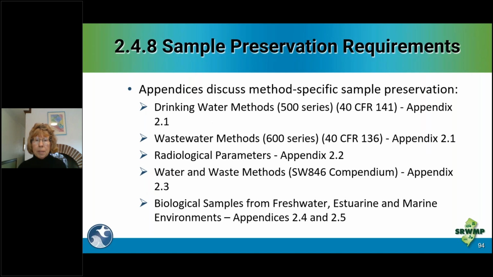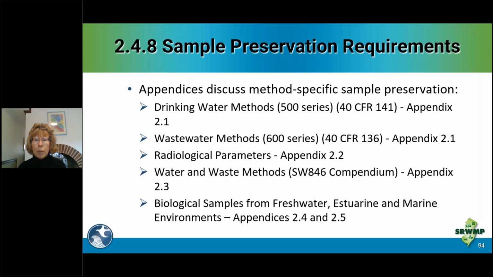So there are appendices to section 2.4 that inform the sample preservation requirements. Again, the drinking water and wastewater methods are defined by the Code of Federal Regulations 141 for drinking water and 136 for wastewater. And you will find links in Appendix 2.1 that direct you to the methods and preservation requirements for those programs. Appendix 2.2 discusses radiological parameters and outlines sample preservation requirements for those parameters.